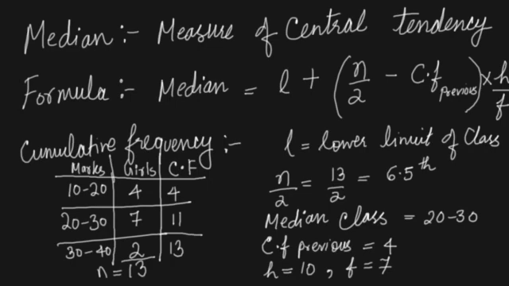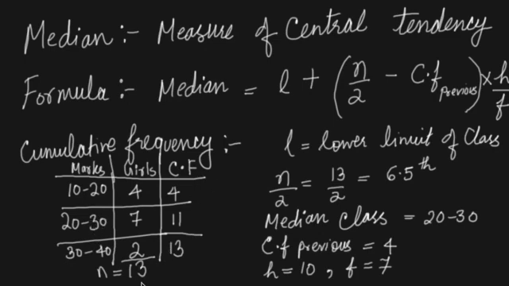Okay, there are certain things that we need to remember from a formula point of view, which is L, which happens to be the lower limit of the class, right? Which means in this example, 20 happens to be the lower limit of the class, assuming that the median happens to be in this class. How do we know which class the median is in? I will tell you that, not to worry.